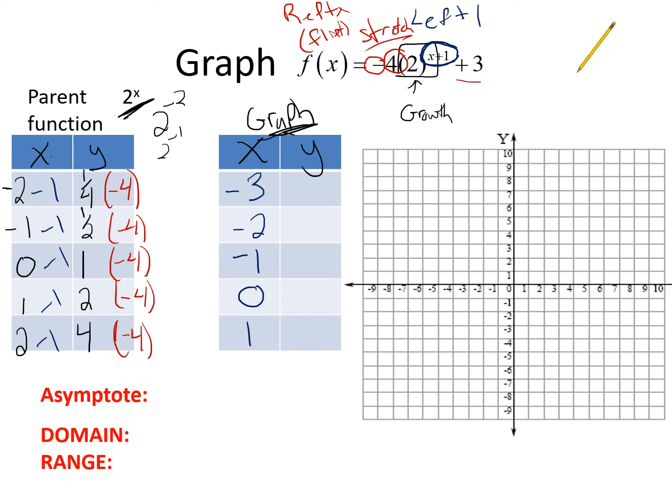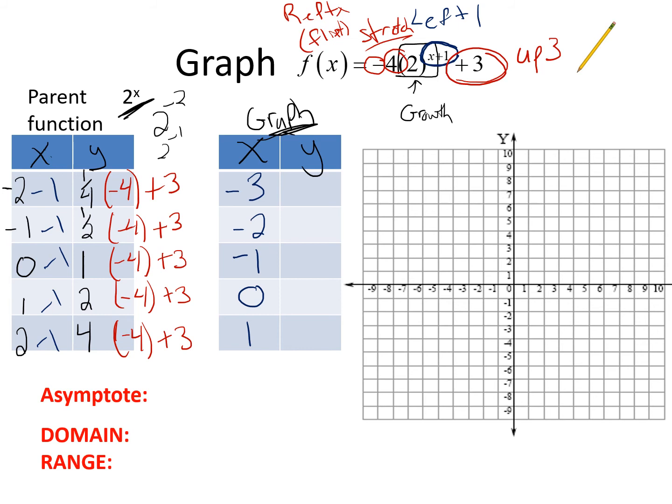Now, also affecting my y is back here. We can't forget about this. We're also going to go up 3. So we're all multiplying by negative 4, but we're also going to be adding 3 to each one of our y values.